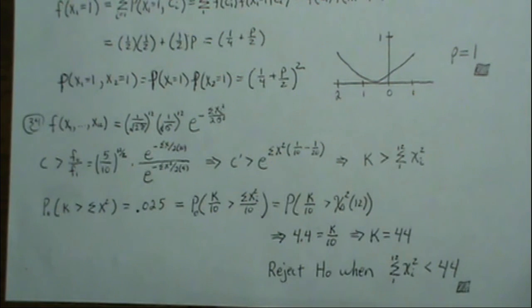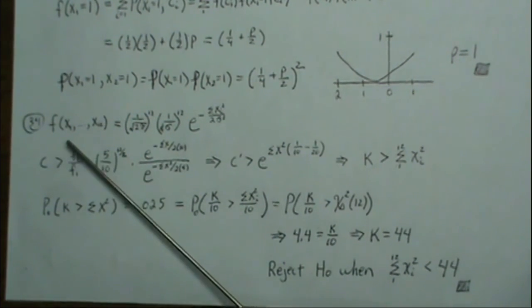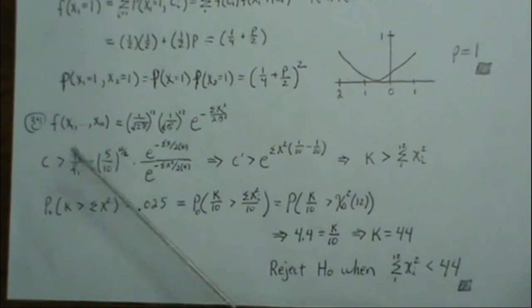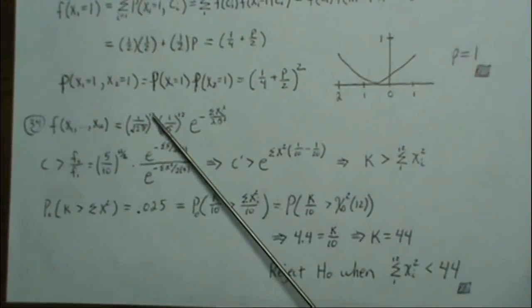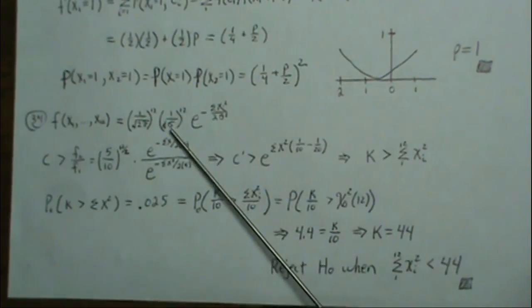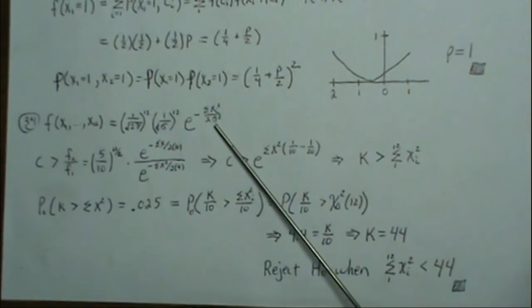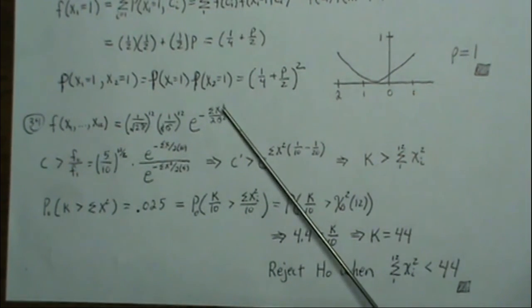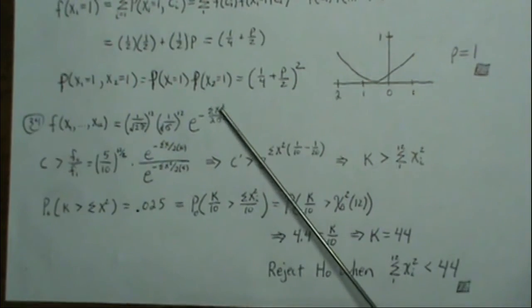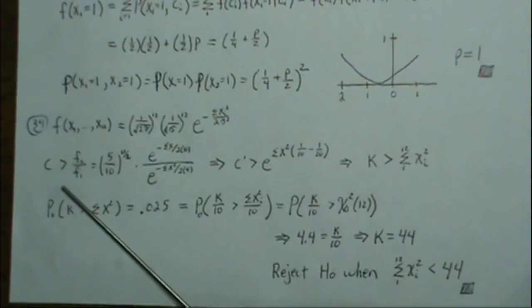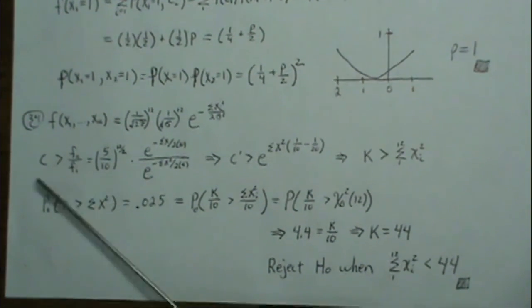So here we're asked to find the most powerful critical region, and here's the joint density of our data x1 through x12, and we're given that it's normally distributed. So then it's just a product of all those individuals. So this is 1 over sigma raised to the 12th, e to the minus the sum of xi squared divided by 2 sigma squared. And the mean is 0, so that's why there's no extra components there. And the most powerful critical region is this. We set up the densities like this.